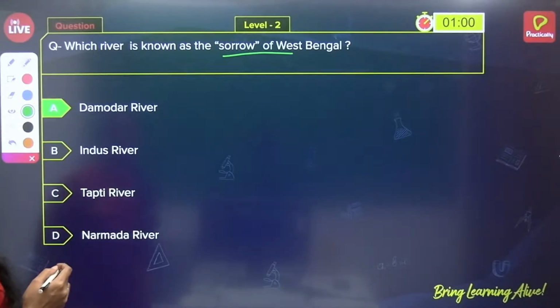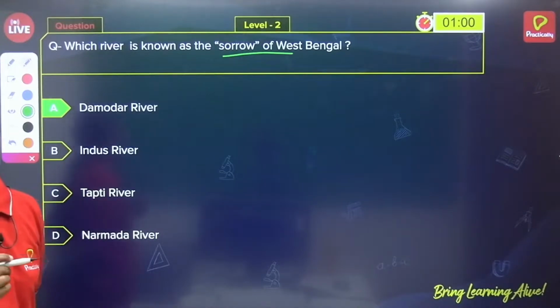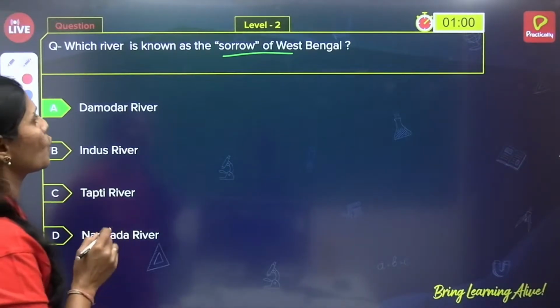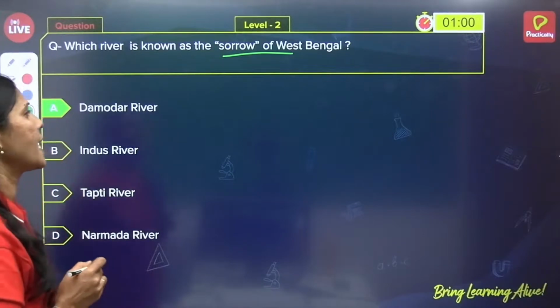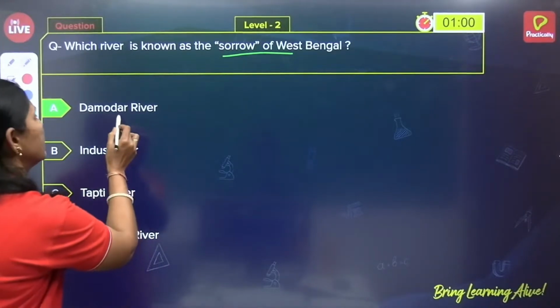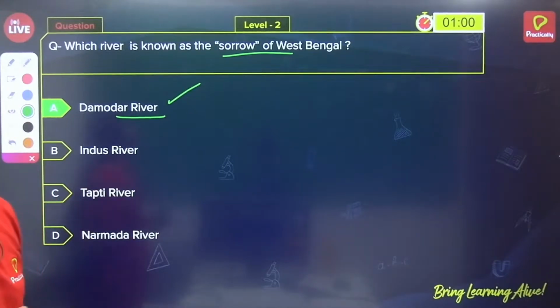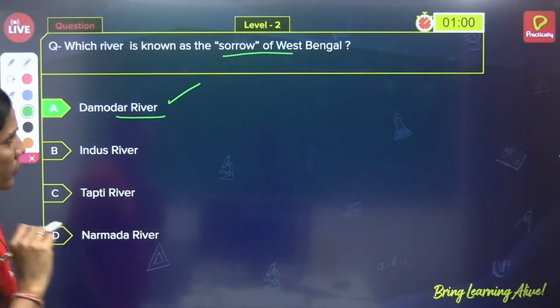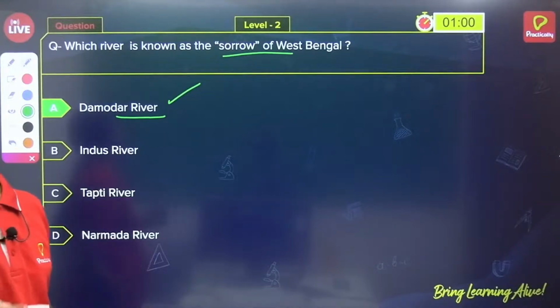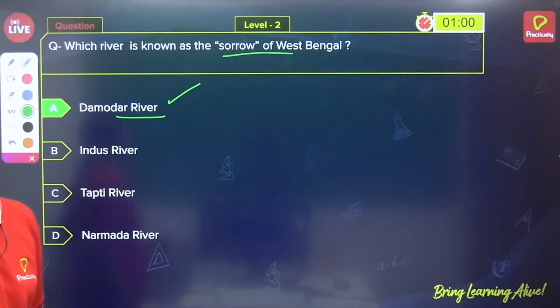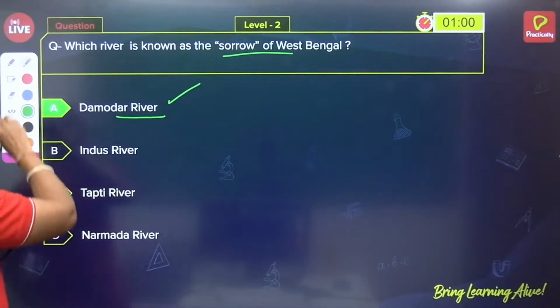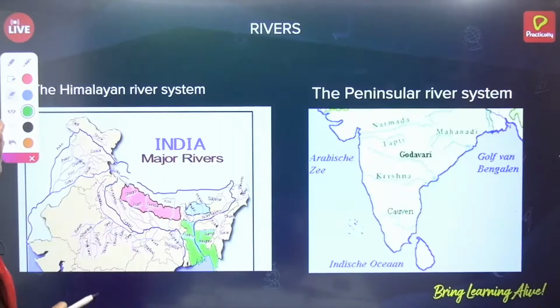Your answer is the Damodar River. The Damodar River is called the sorrow of West Bengal. With this river, West Bengal has become more precious, and it has removed all the worries of water scarcity.